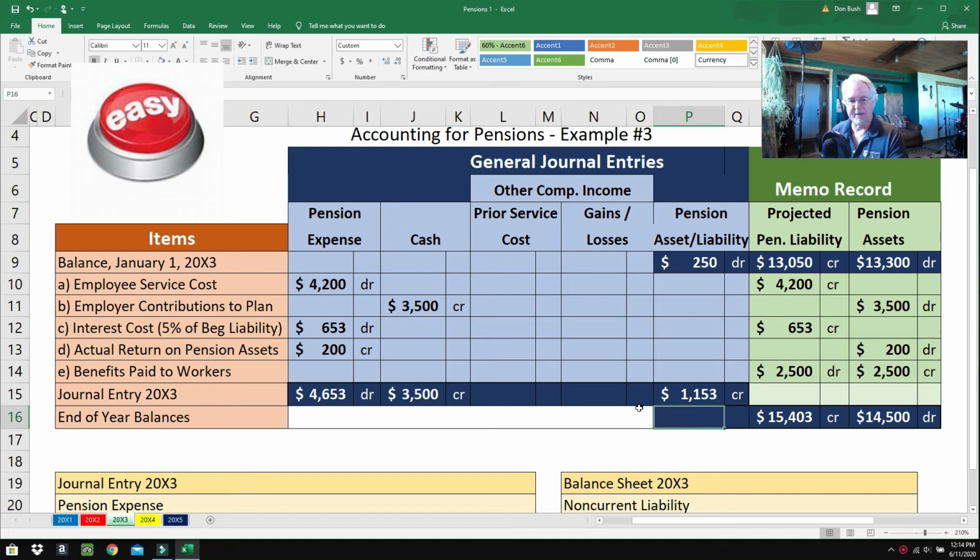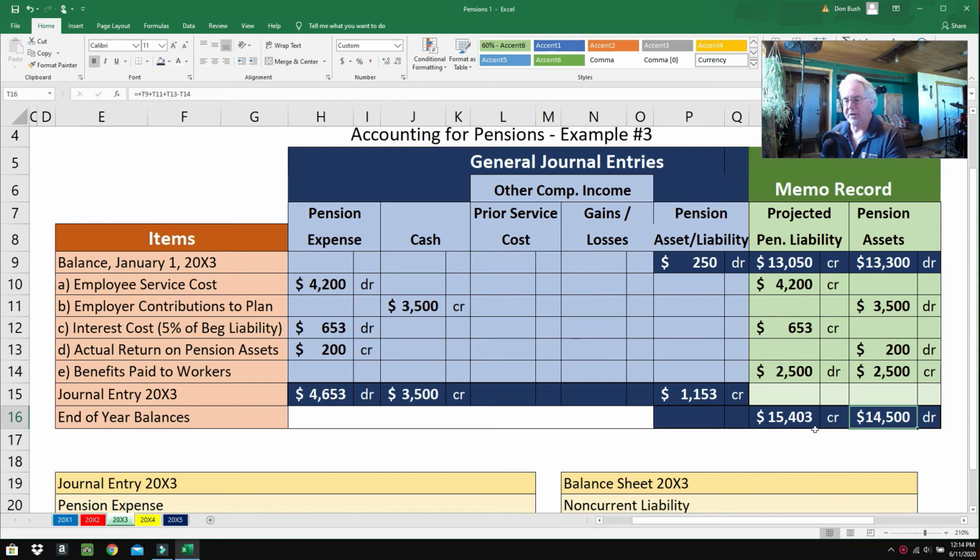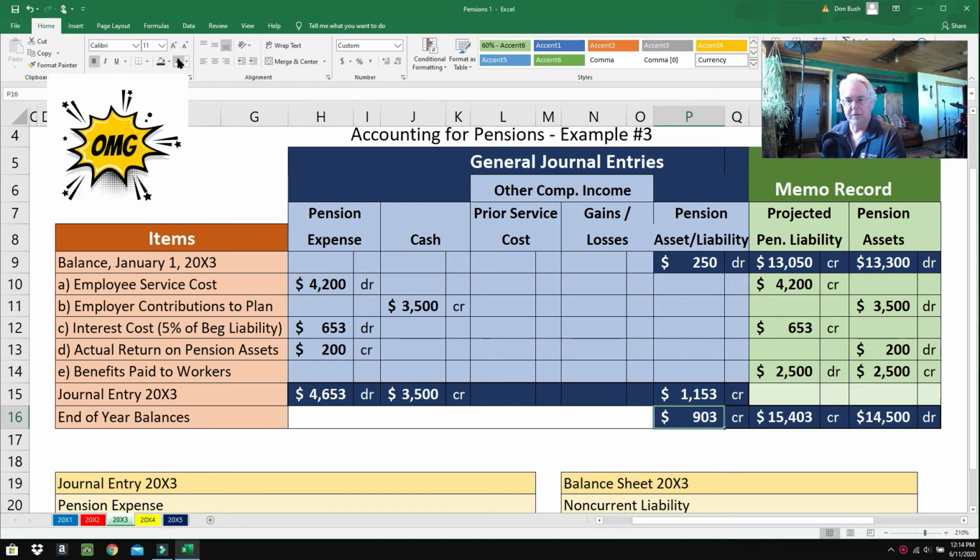Lastly, we need to make sure this all works out. So what we do is we look at our two balances. We say projected pension liability, that is $15,403. Pension assets, that is $14,500. We net the two together, and it's going to end up being a credit balance. The credits are larger than the debits. And looks like they're larger, gosh, maybe about $900 or so. There we go, pretty close, 903.